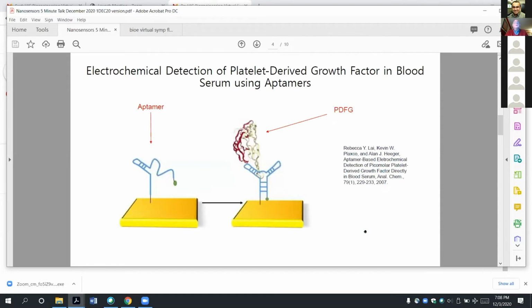This shows an example that we have extended. It was originally Alan Heeger and Kevin Plaxco. You may know Heeger. He's a Nobel laureate for conductive polymers. This shows an aptamer near a gold surface with a methylene blue on the end. When you introduce a molecule, here platelet-derived growth factor, that binds to this aptamer, you can induce a conformational change that causes an electron to be donated to the substrate. So it's an electrical sensing mode.